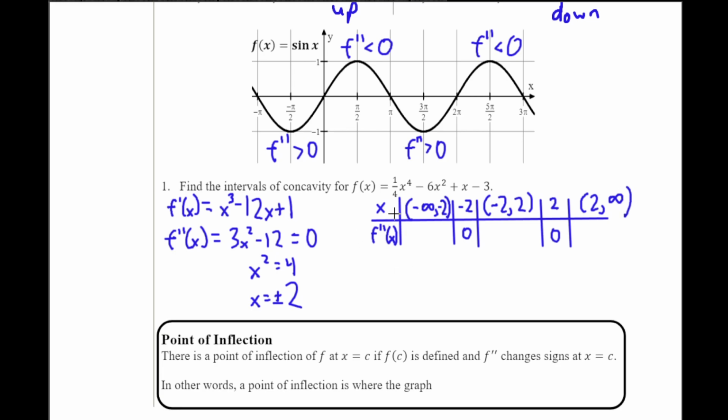So this is where you just plug in a number here into the second derivative to see if we get a positive or negative value. So pick a number between negative infinity and negative 2. Let's say it's negative 100. If you plug x is equal to negative 100 into f double prime, you'll get a positive answer. So that's positive. Between negative 2 and 2, let's pick 0. 3 times 0 squared is 0, minus 12, that's a negative answer. 2 to infinity, let's pick 100. Plug it into x, we get a positive result.